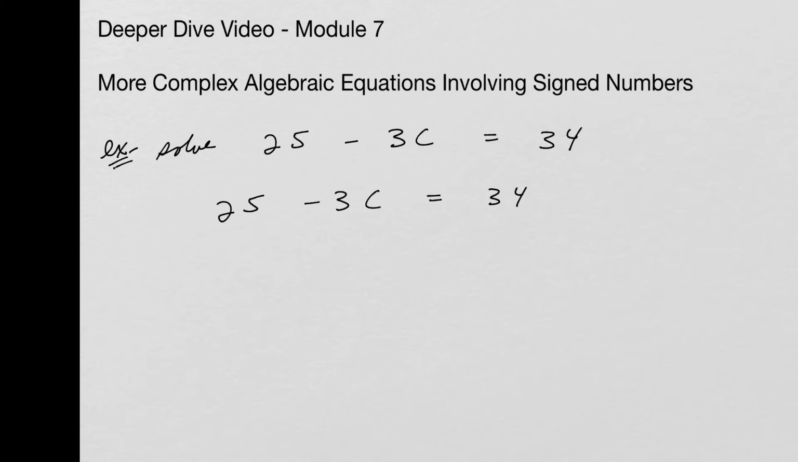And since I have a 25 added to the left-hand side, what I can do to get rid of that 25 is I can subtract it, right, from the left-hand side. But whatever I do to one side, I have to also do to the other side. So now 25 minus 25 is 0. So I'm just left with negative 3c on the left-hand side equals, and then 34 minus 25 is going to be 9.